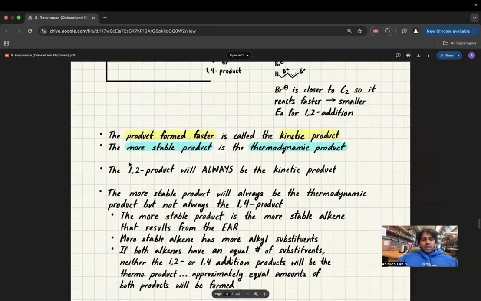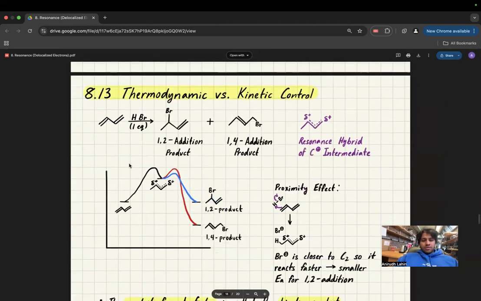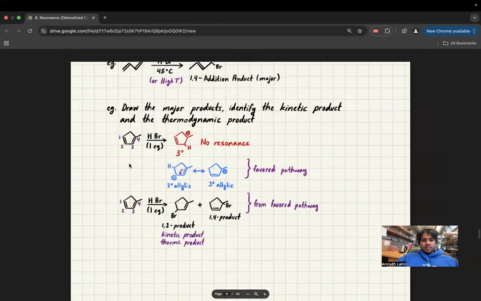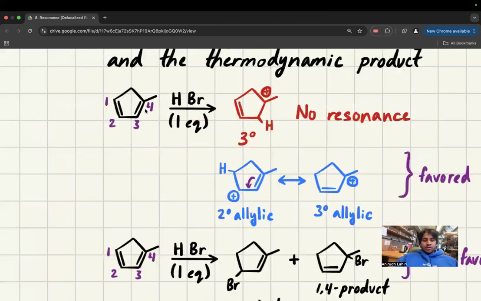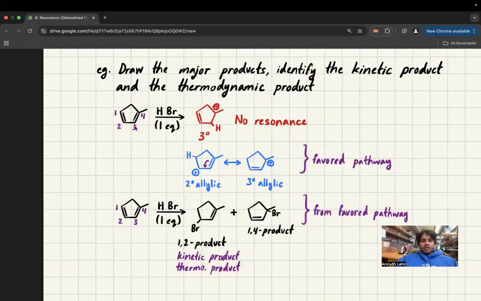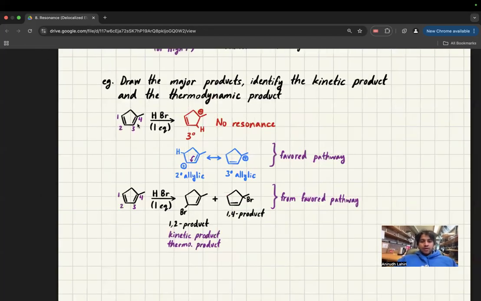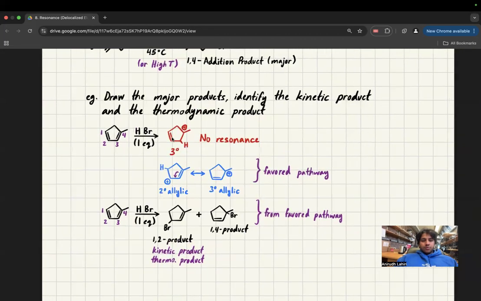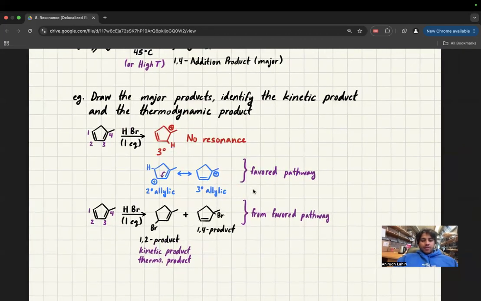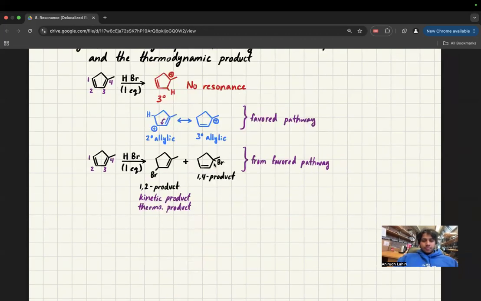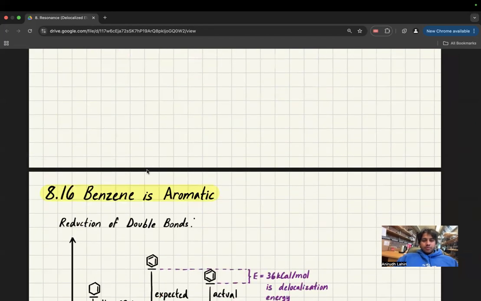So when we're dealing with kinetic versus thermodynamic, we'll always have a system of two double bonds, okay? We'll always have two double bonds that are in a conjugated system. 1, 2, 3, 4, okay? This is characteristic, at least in the context of what we're discussing right now. With that, there'll always be a favored pathway. This will result in a tertiary allylic resonating with a secondary allylic. This one has no resonance, so we're going to form with this pathway.